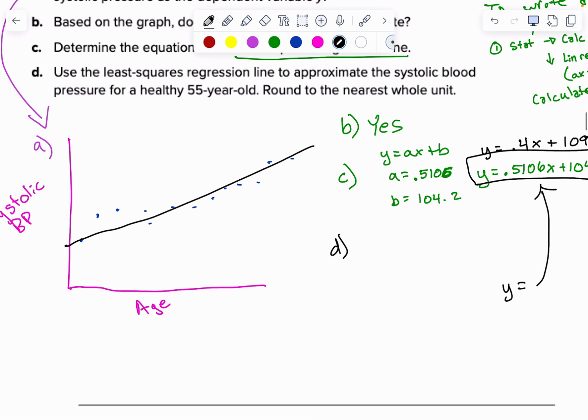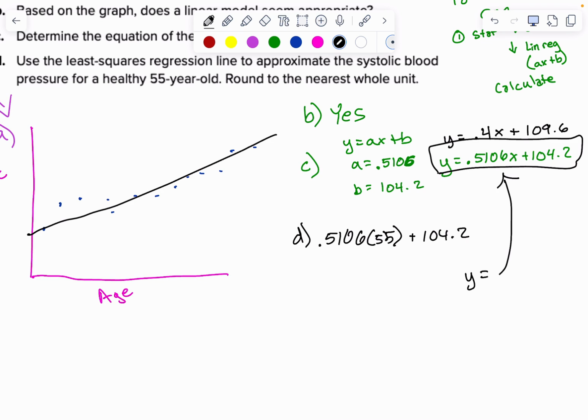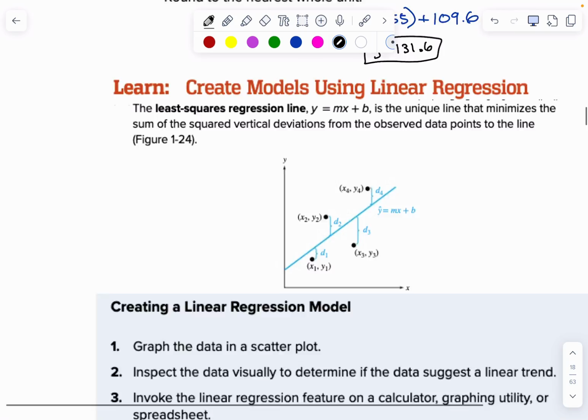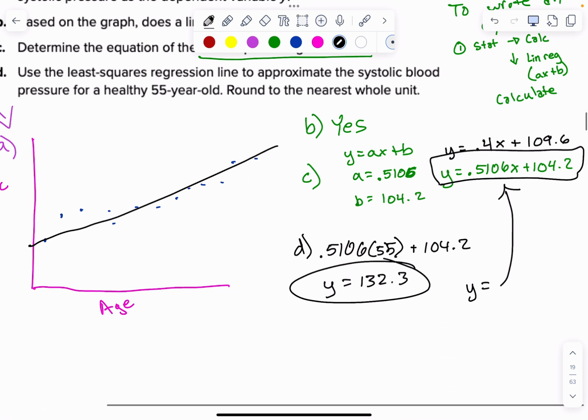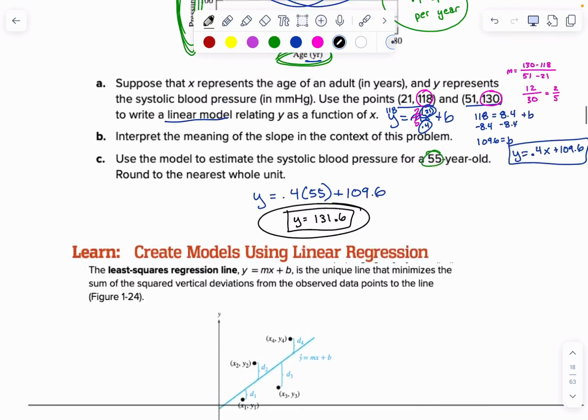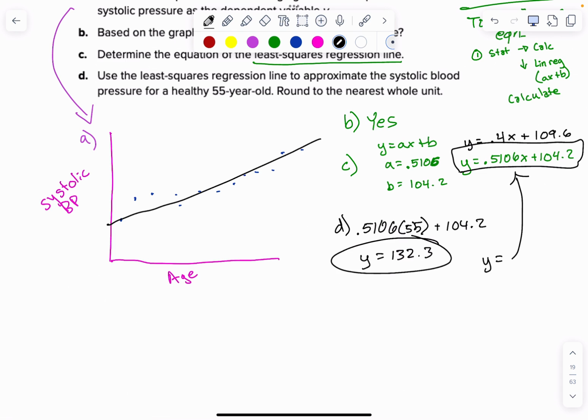D is asking us to fill this in for 55. 0.5106 times 55 plus 104.2, and what do you get? 132.3. Do you remember what we got up above when we did our stuff? 131.6. That is pretty darn close, okay? We picked some good points up there. But this equation was based off of only 2 points. This one is based off of all of the points taken into consideration.